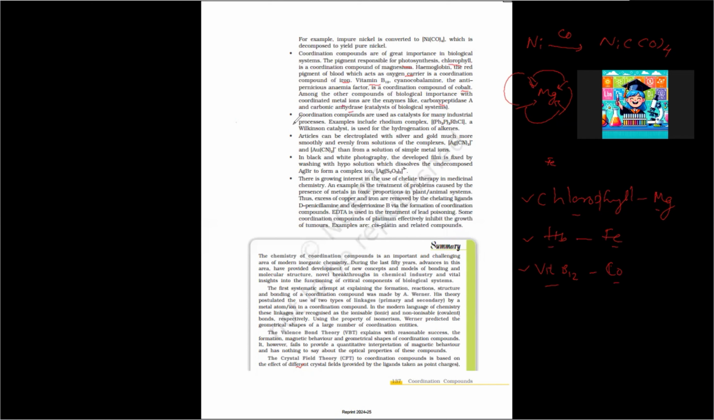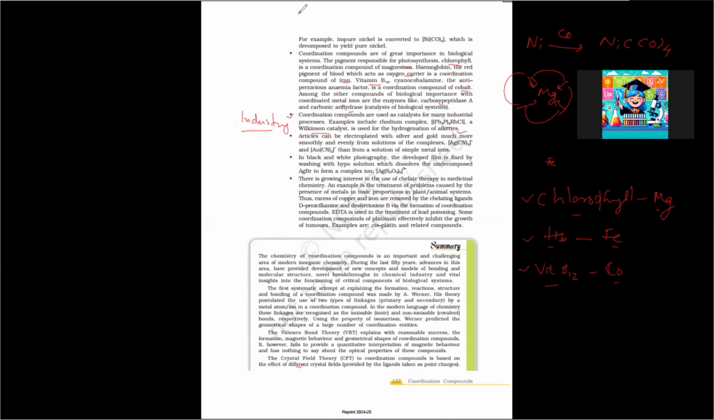And coming to industry, what is the application in industry? In industry, most of the catalysts are coordination complexes. For example, the rhodium complex known as Wilkinson catalyst. It's used for hydrogenation of alkenes. It's highly useful in many industrial processes. So Wilkinson catalyst is a coordination complex. What is this? Rhodium complex with chloride and triphenyl phosphine.